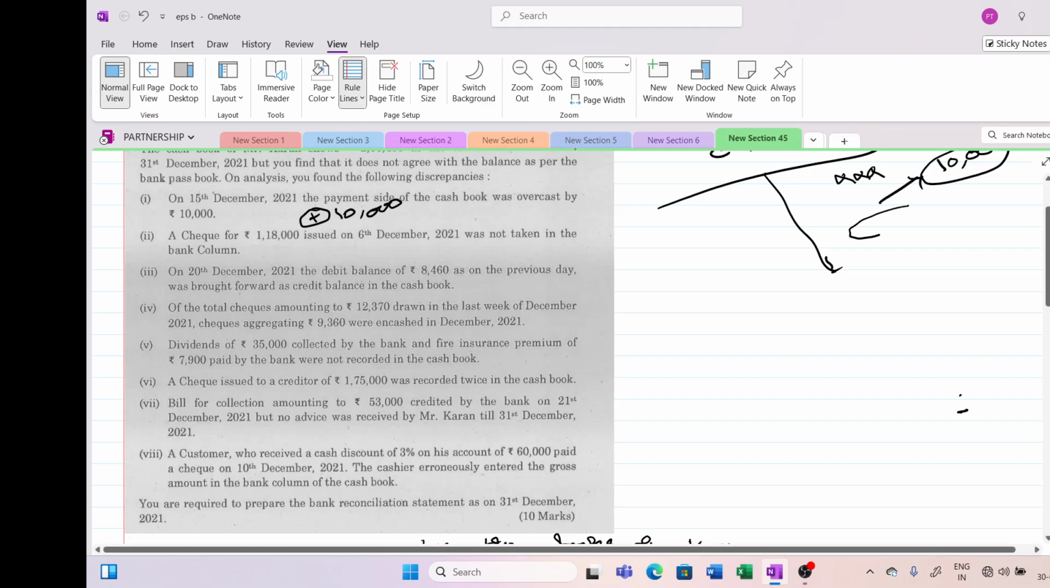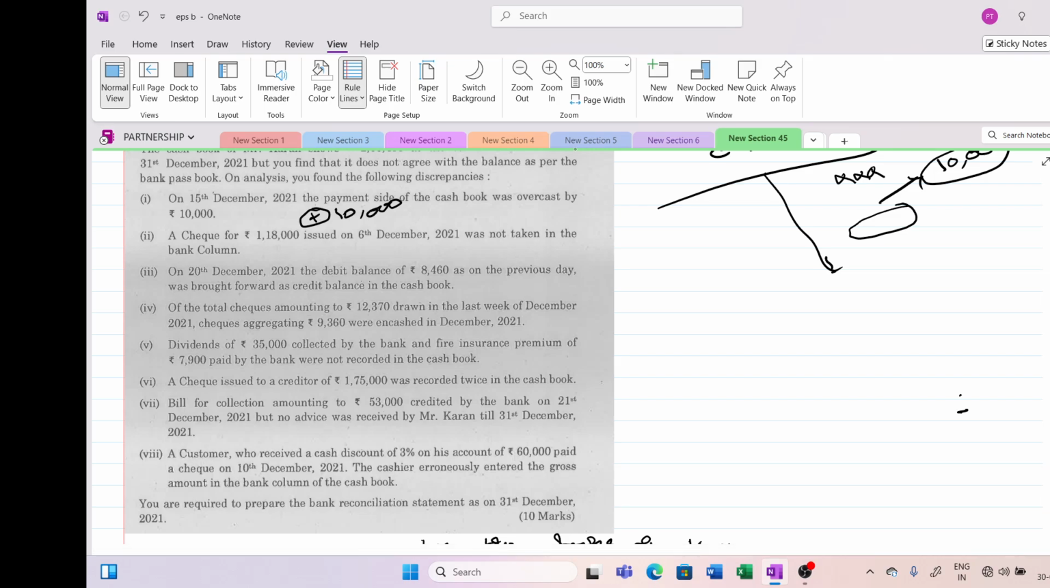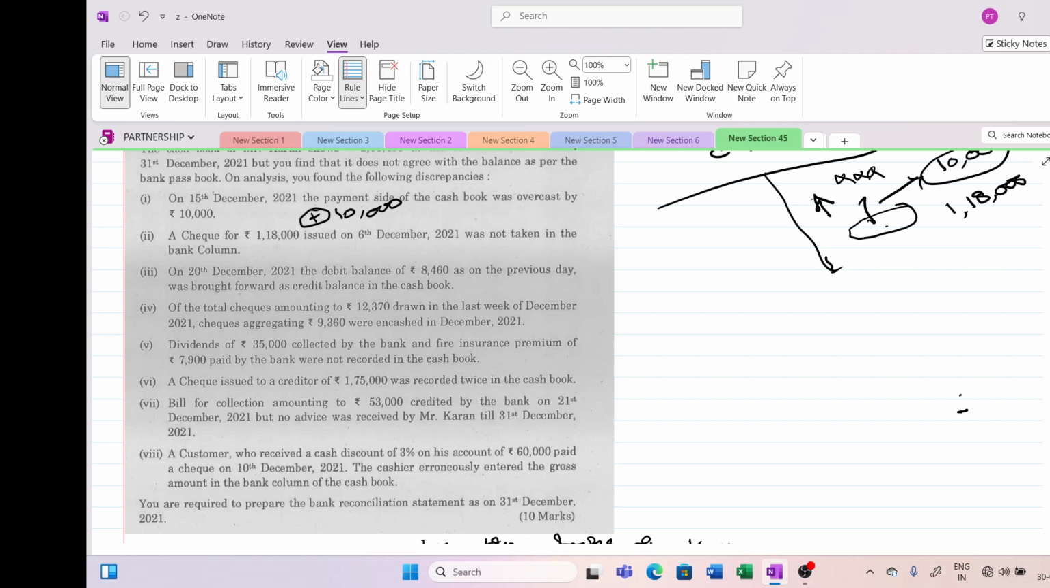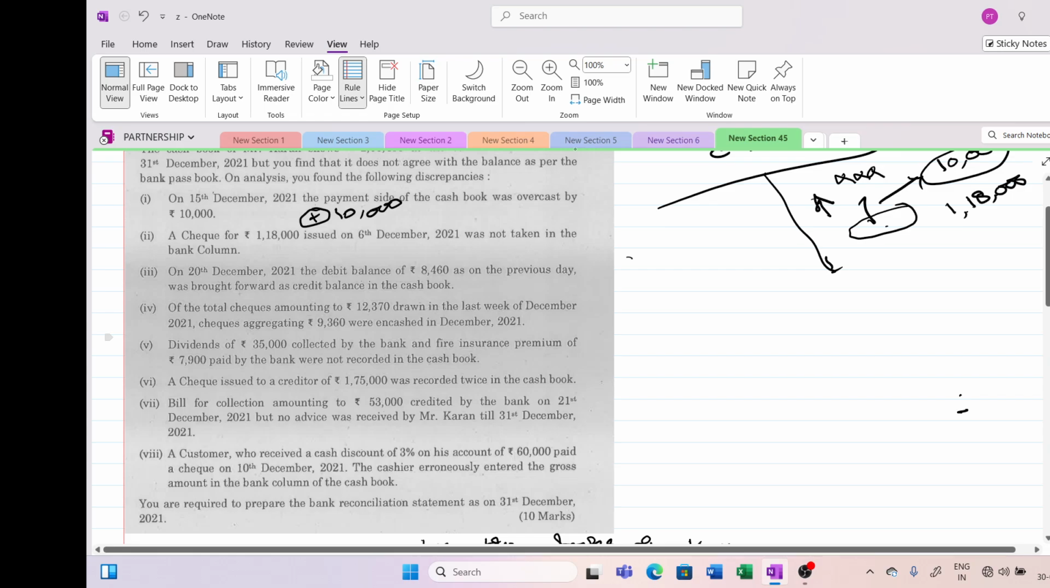Clear? So the next item is a check of 1,18,000 issued, not entered in the bank column. Again, a check issued. You have issued a check of 1,18,000, but you forgot to write it here. If you are not writing anything, your balance will go up. You have increased the balance as per your cash book, but this check has gone to the bank. They would have reduced the balance, so you have to put it in the minus, less column. Hope it's clear.